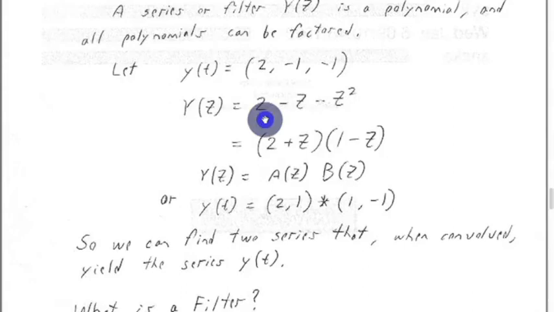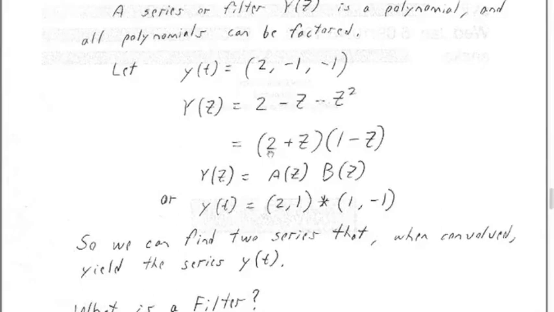We have 2 times Z to the 0th power, -1 times Z to the 1st power, -1 times Z to the 2nd power, and then you can see I've made it very simple. Okay, I've concocted this time series so it's easy to factor, right? And this is 2 plus, we have 2 time series here. One is 2 plus z. The second time series is 1 minus z.